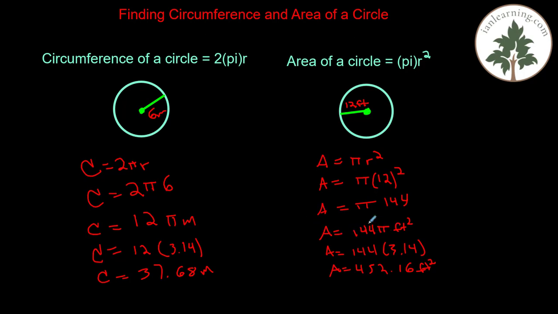squared. This is the answer in terms of pi, the area in terms of pi, but let's just get a decimal value for this now. So we're going to replace pi with 3.14, and once again, you could use the pi button on your calculator and it will give you just a little bit more of an accurate answer here. So 144 times 3.14 equals 452.16 feet squared. So the area would equal 452.16 feet squared.